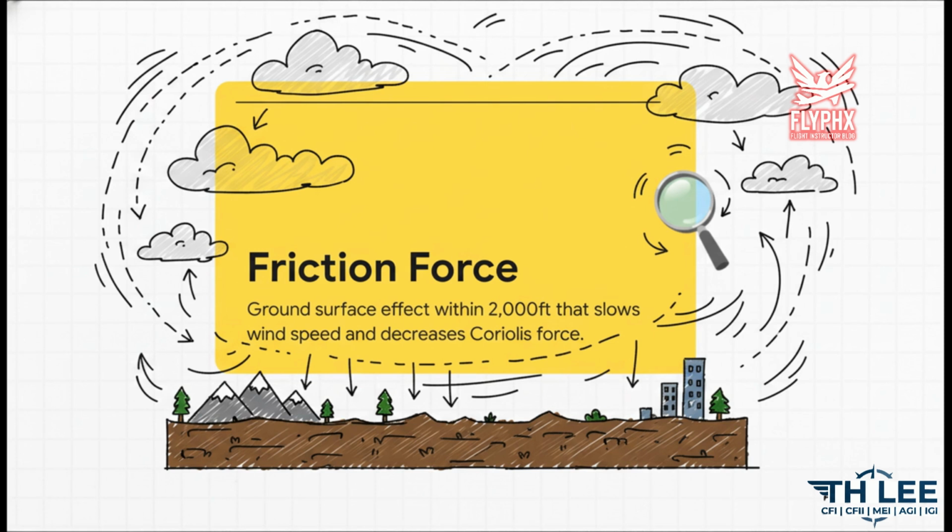Importantly though, friction does not affect the pressure gradient force at all. You are vividly going to feel this drastic shift in wind dynamics within that bottom 2,000 feet during every single takeoff and landing you do.